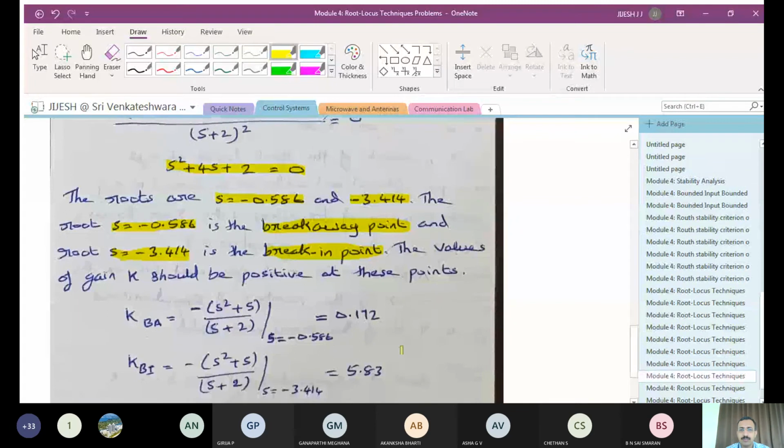When you get the breakaway point and break-in point, you can substitute s equal to minus 0.586 in this calculation and find the value of K. When you do that, you get 0.172. For the break-in point, s equal to minus 3.414, you get the answer to be 5.86. So you can do the calculation and find out the value of K at the breakaway point as well as K at the break-in point.